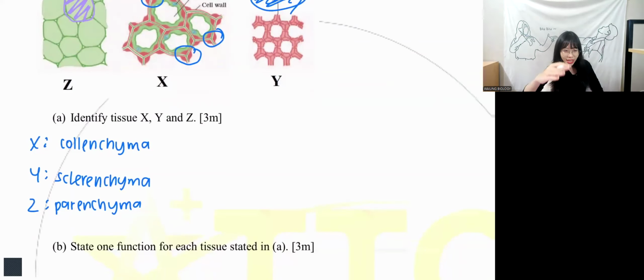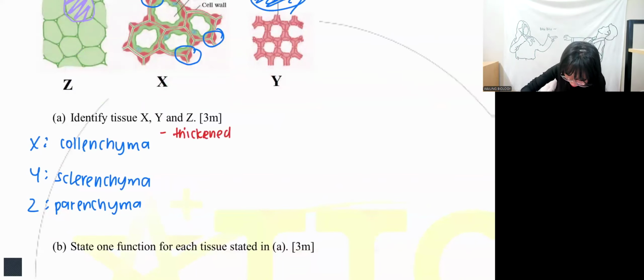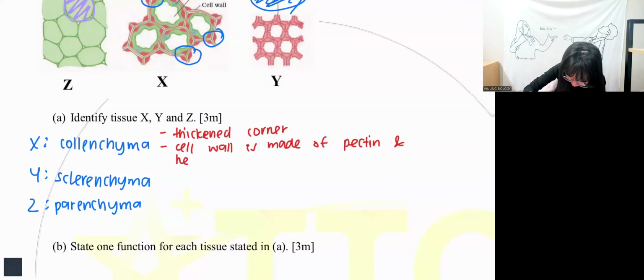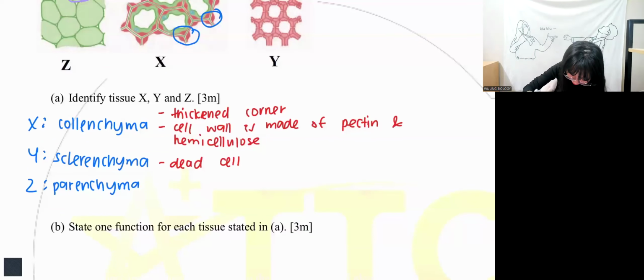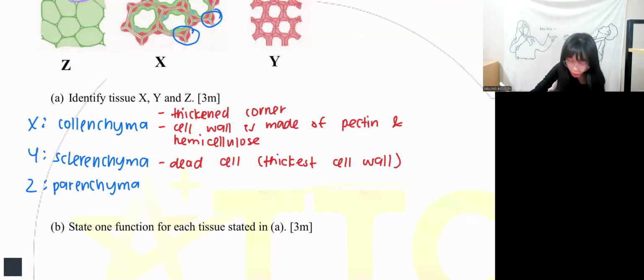What are the characteristics of X, Y, Z? I will write some characteristics over here. So collenchyma has thickened corner, number one. Next, the cell wall is made of pectin and hemicellulose. And then we have sclerenchyma tissue. Sclerenchyma is a dead cell. So they are dead cells. They have the thicker cell wall. The cell wall is the thickest. It looks like a beehive in black and white, right? It looks like a beehive.